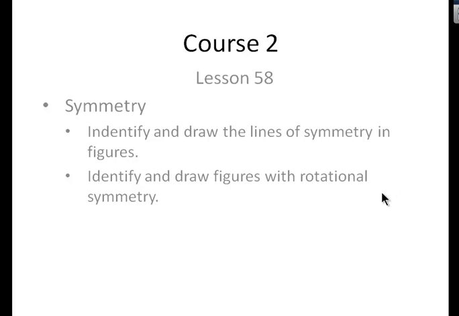Welcome to lesson 58 of course 2. This lesson is on symmetry. We're going to identify and draw lines of symmetry in figures, and we're going to identify and draw figures with rotational symmetry.